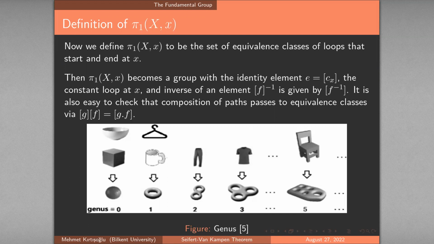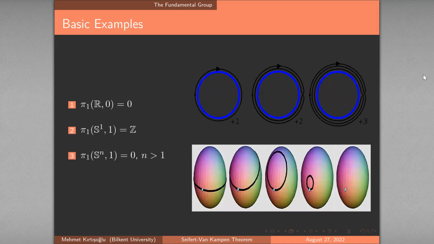These are some daily life examples. We want to distinguish them in algebra. These are basic examples. Let's say we fix a point 0 on the real line, then any loop that is starting and ending at 0 can be shrunk into 0, right? So our group will be trivial.